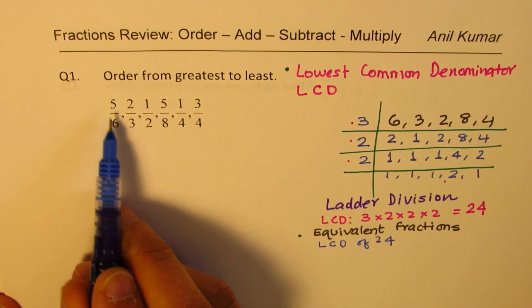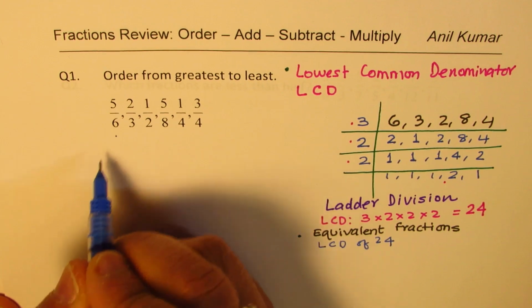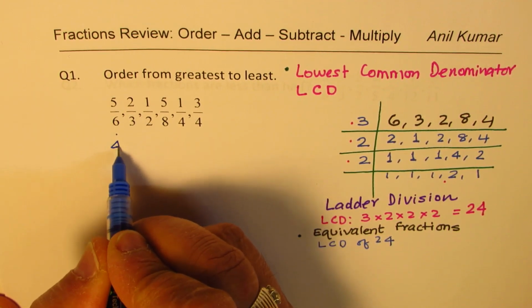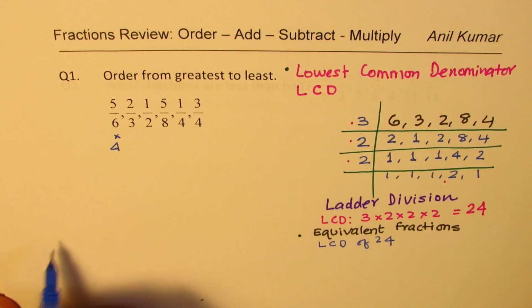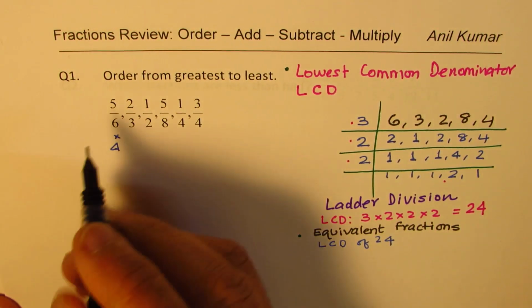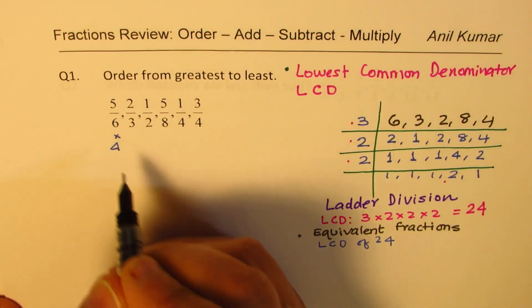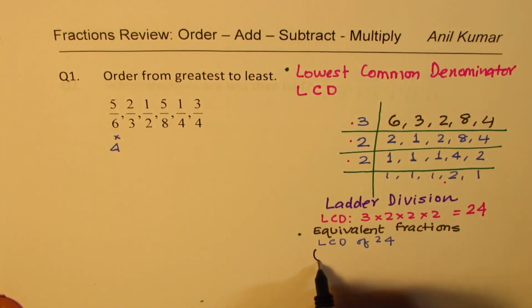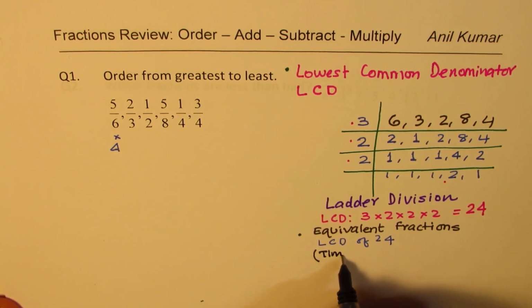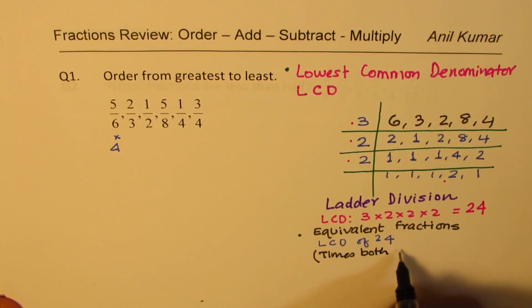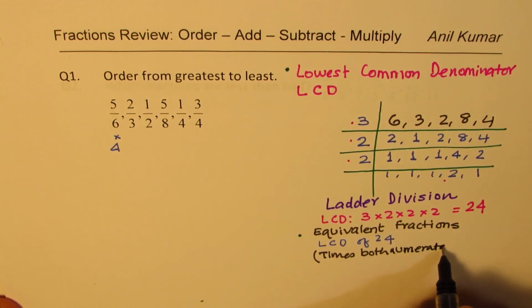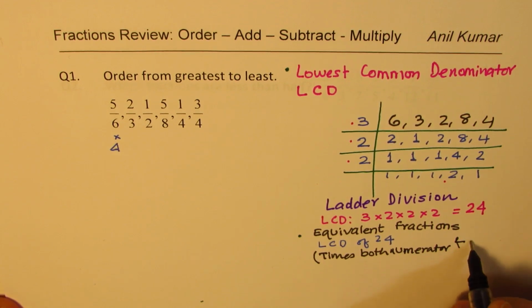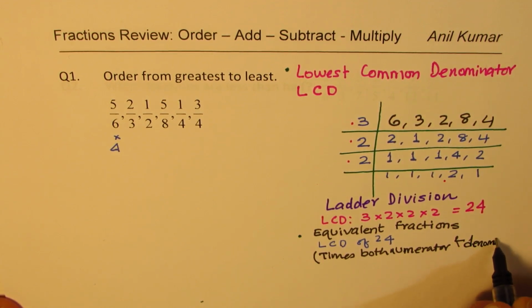So how do you do that? Well, as far as 6 is concerned, I have to multiply both of them by what? Well, 6 times 4, right? So we have to multiply this set of numbers by 4. So if I do that, what do I get? You have to multiply both numerator and denominator, right? So equivalent fractions means you need to multiply both numerator and denominator, right? Is that clear? Then only you get equivalent fractions.